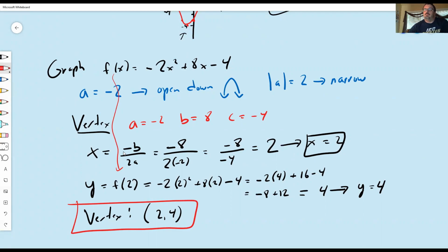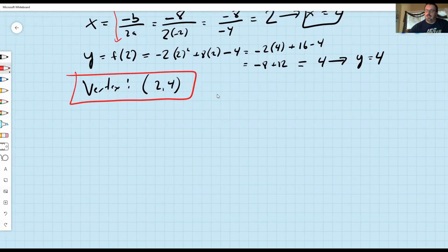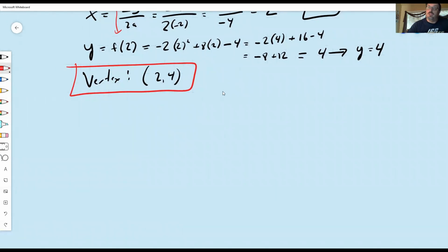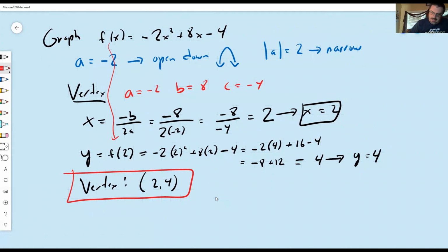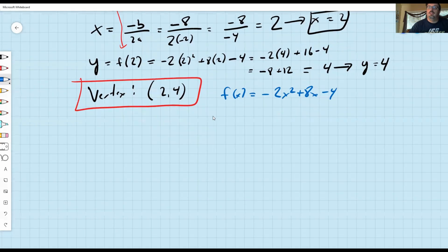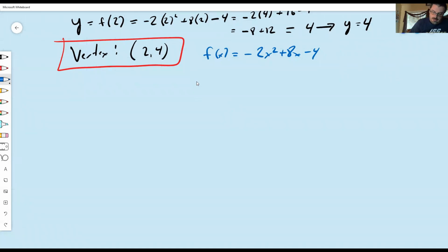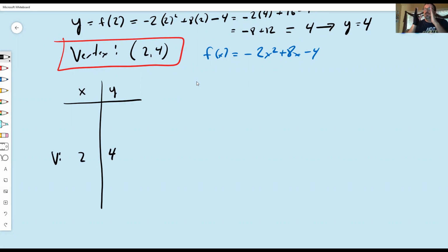And after that, it's just like I did before, like I said earlier. Make a table, use symmetry, and everything. So, so we don't forget it, we'll rewrite the function right there, just so it's easy for us to look at. All right, make your table. Put my vertex here in the center. I'm going to use symmetry, so I'm going to move equal distance on each side.